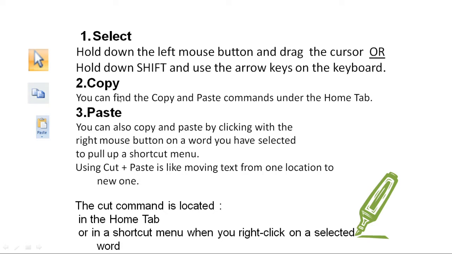For copy, you can find the copy and paste commands under the home tab. You can also copy and paste by clicking with the right mouse button on a word we have selected to pull up a shortcut menu. Using cut plus paste is like moving text from one location to a new one. The cut command is located in the home tab or in the shortcut menu when you right click on the selected word.